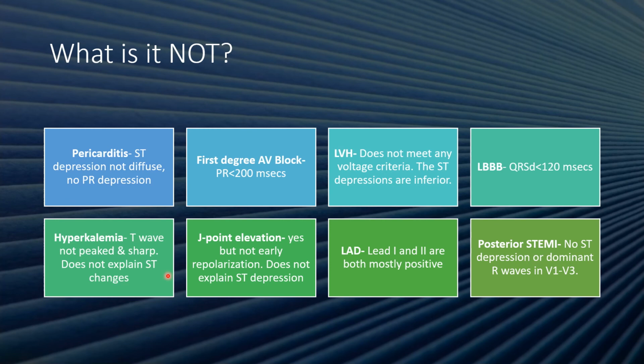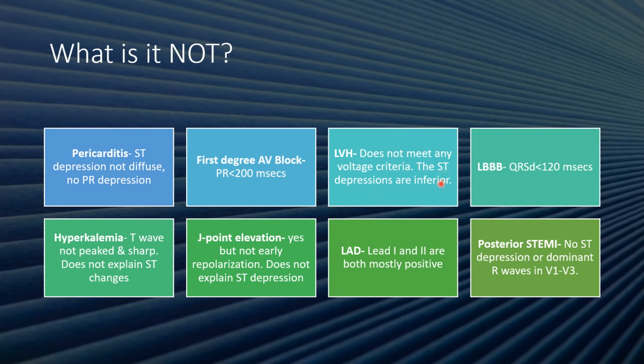Of the choices that were given to you, these are the choices that are wrong. Number 1 is pericarditis, because you do not see any diffuse ST segment elevations. The ST depression is not explained by pericarditis, and there is no PR depression in these EKG leads. It's not a first degree AV block because the PR interval is less than 200 milliseconds. It's not left ventricular hypertrophy because none of the QRS complexes meet the voltage criteria for left ventricular hypertrophy.